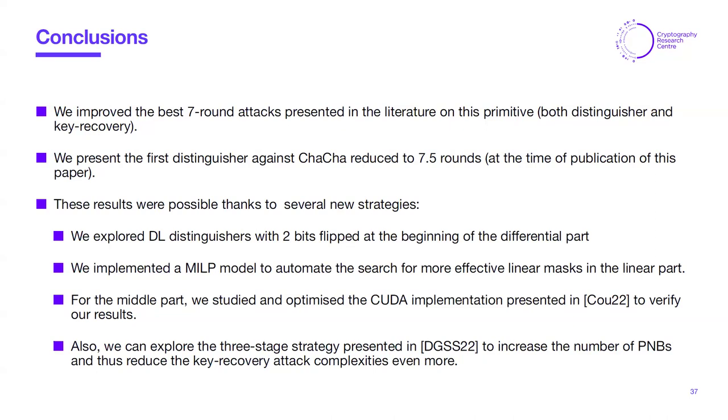And also, we search for differential and linear approximations by using MILP models. We also optimize the CUDA implementation that was used by Coutinho et al. at Eurocrypt 2021 to compute the correlation of the middle part. And further, we are studying the three-state strategy presented at Eurocrypt 2022 to increase the number of probabilistic neutral bits, and in this way reduce the key recovery attack complexity even more. Okay, thank you.